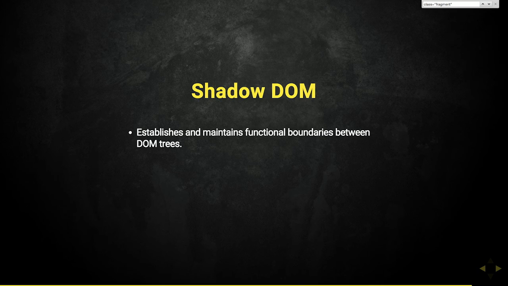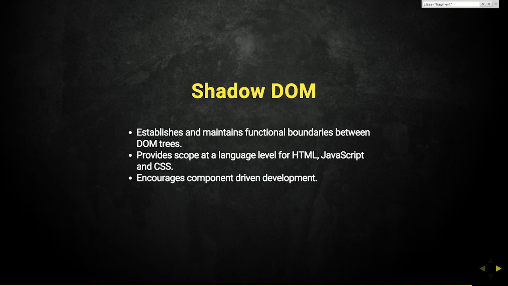And I'm pretty sure everyone here has probably heard of the Shadow DOM. But what it allows us to do is establish and maintain functional boundaries between DOM trees. It provides scope at a language level for HTML, JavaScript, and CSS. And it really does encourage component-driven development, so creating these small, isolated components that are responsible for one thing and one thing only.